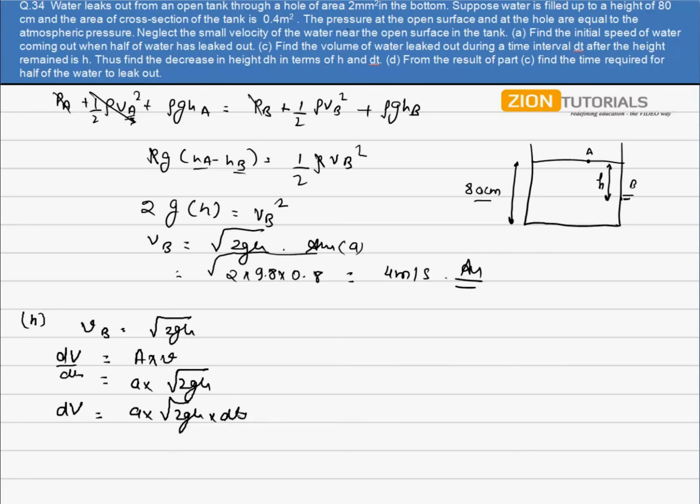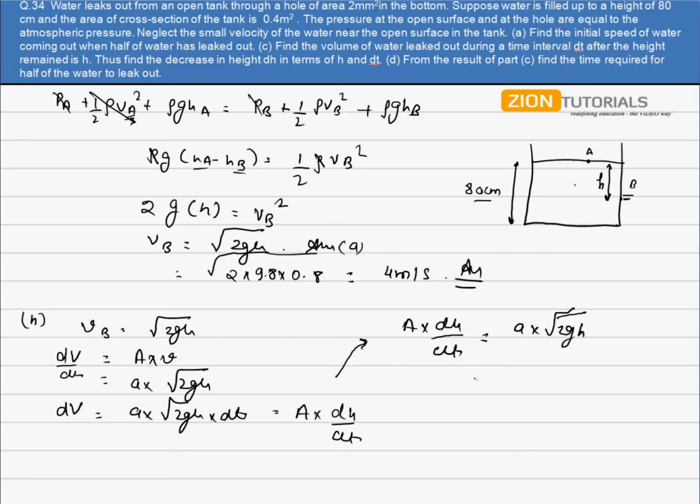Now this is my rate of flow of volume through the orifice, and this will also be equal to the rate at which the volume is flowing from the point A. It can be written as area of cross section into the velocity of the top surface, that can be written as dh by dt. So what I get is capital A times dh by dt is equal to small a times the square root of 2gh.